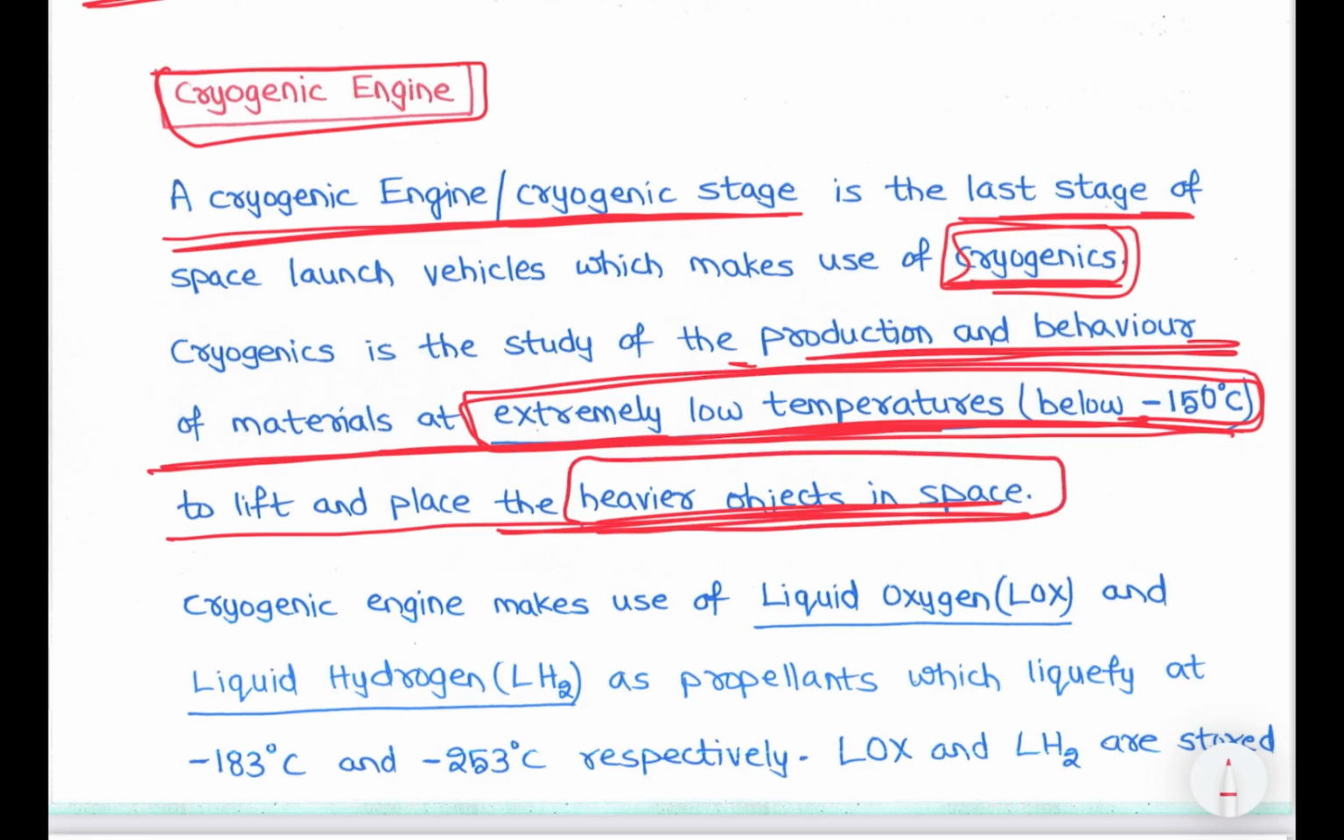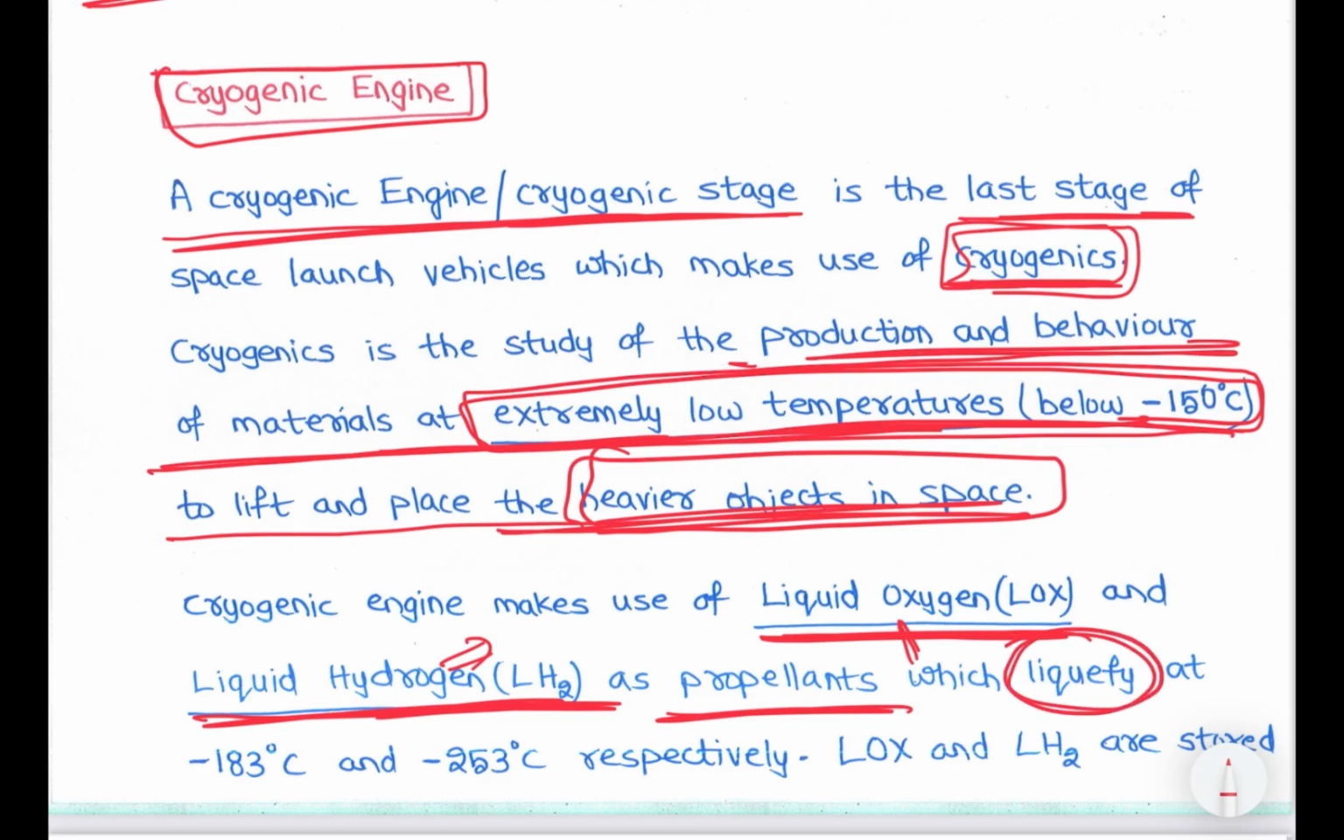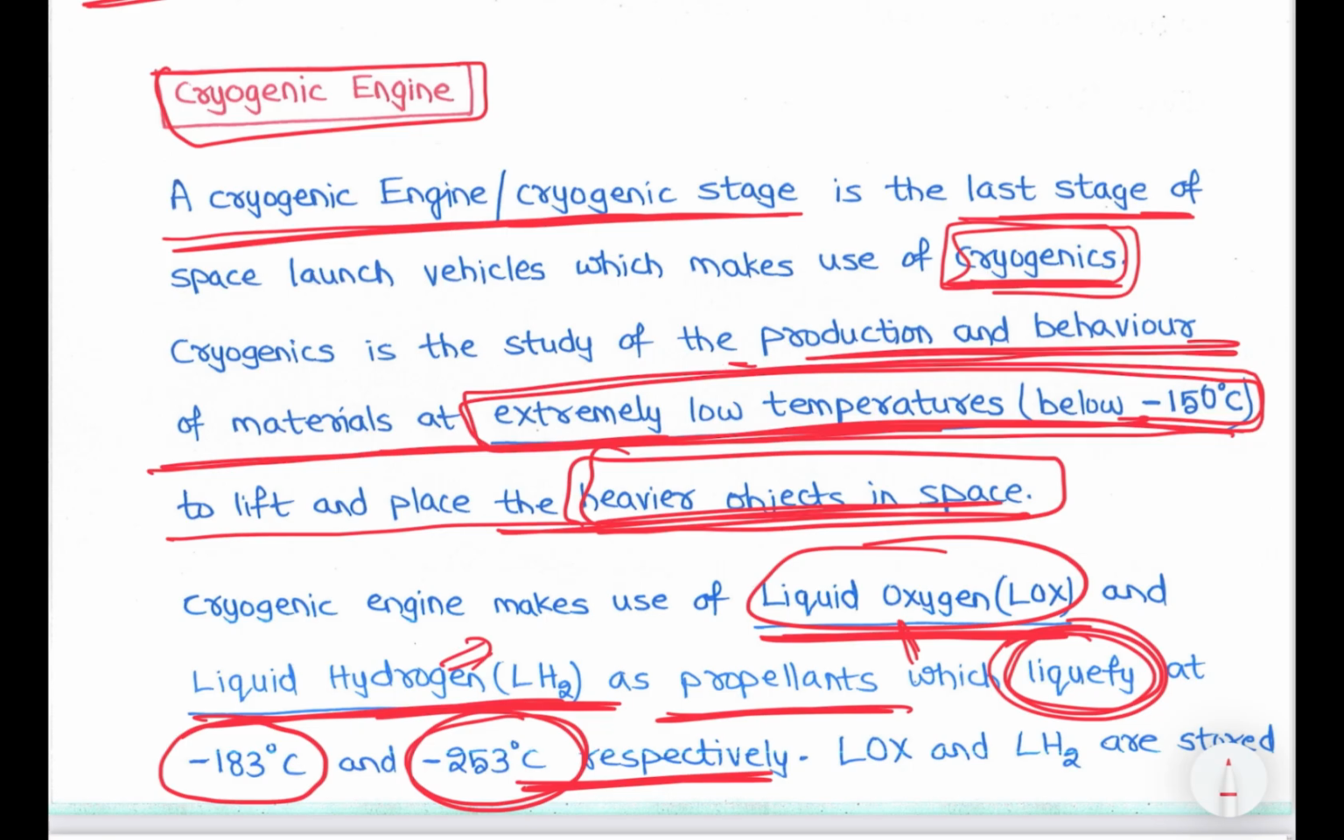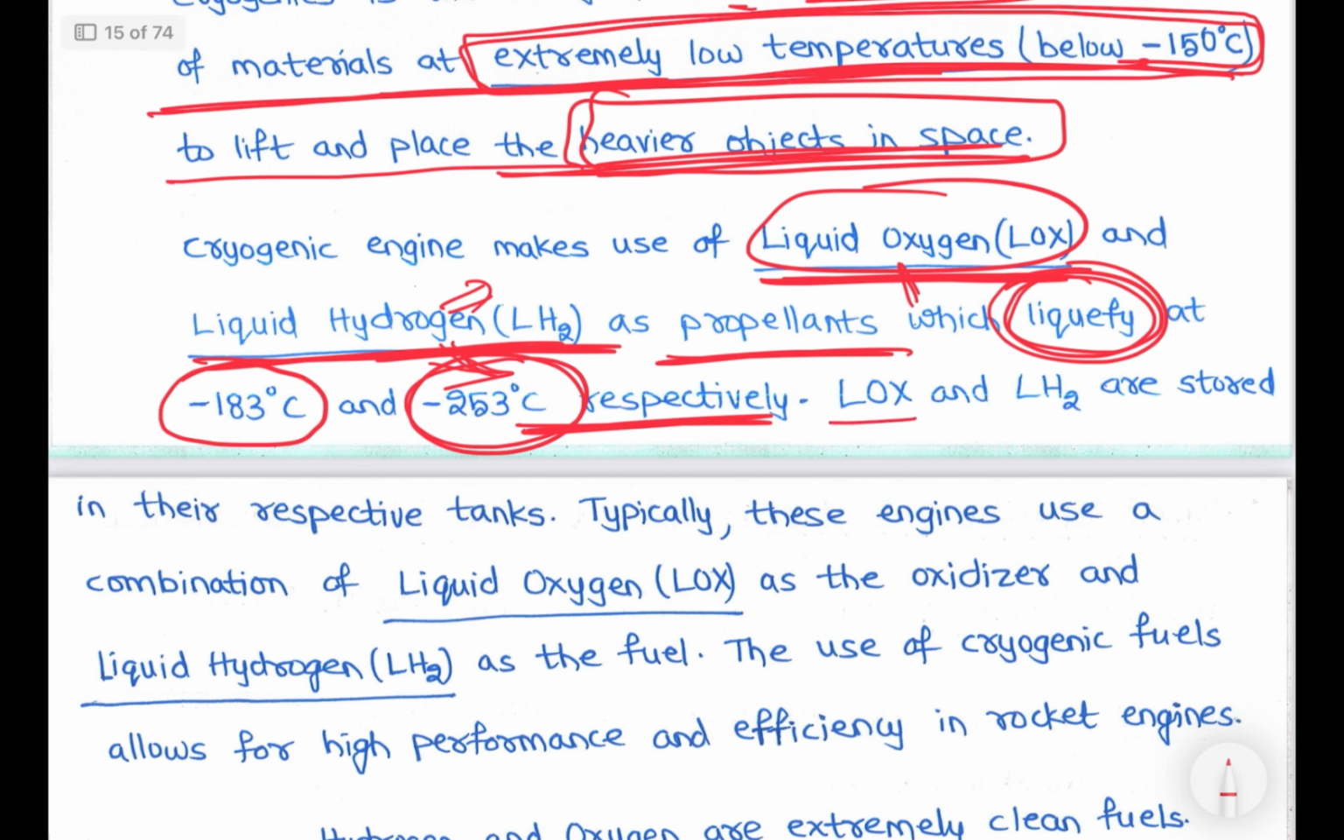Heavier objects को space में रखने के लिए, right. Cryogenic engine makes use of liquid oxygen and liquid hydrogen as propellants which liquefy at very low temperatures, right. Oxygen and hydrogen हैं भाई, ये तो gases हैं, right. To liquefy them we need to bring temperatures as low as -183 degrees for oxygen and -253 degrees respectively to liquefy hydrogen, right. So इसीलिए भाई ये इतना temperature कम लाना is not an easy thing, right. It is a very technical process, right, इनको बनाना, right. And liquid oxygen and liquid hydrogen are stored in their respective tanks, right.